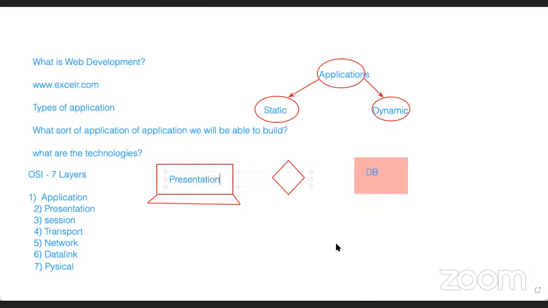This is the presentation layer. Whereas coming to this layer, we can call it the application layer, where we are going to write the business logic. And this layer is called the database layer. Now, if these individual systems are not communicating with each other, then it is useless. When we are building a dynamic application, make sure that there is intercommunication between these layers.